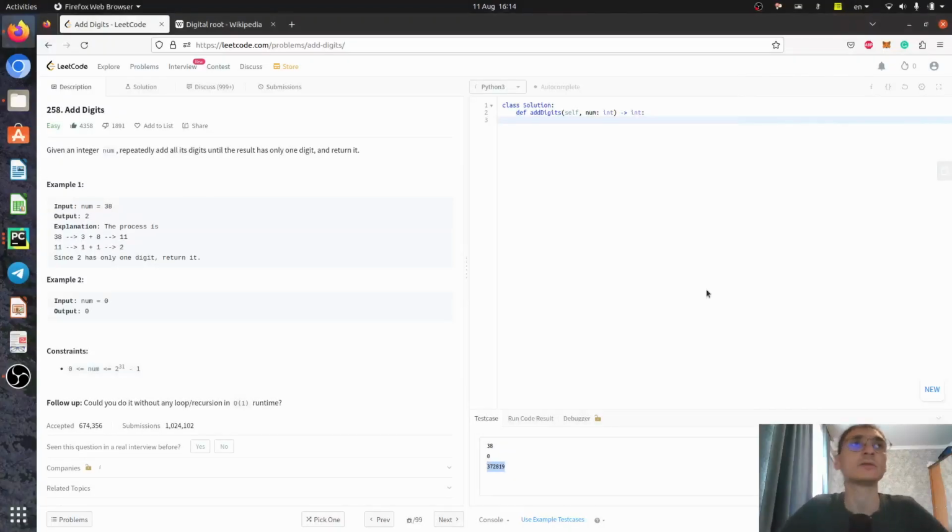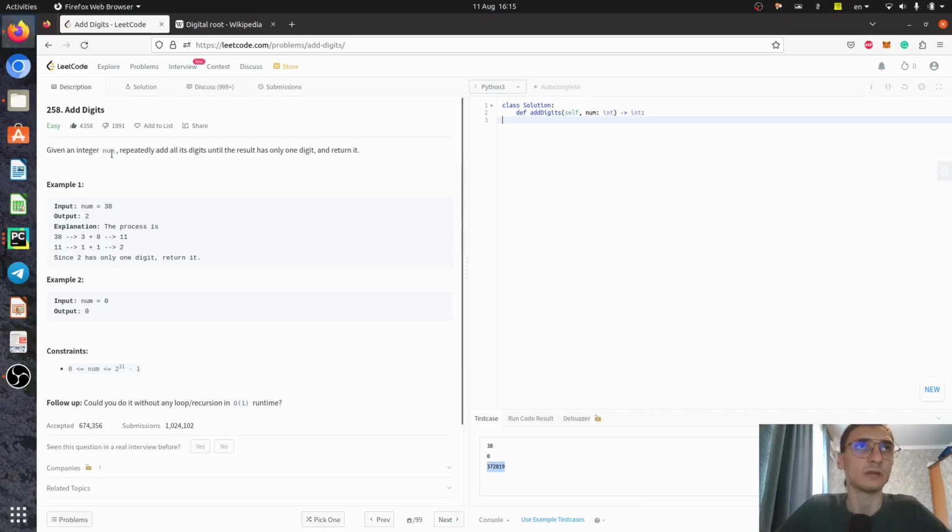Hi everyone, and today we're going to solve a digits LeetCode easy problem, and we are going to solve it using two different ways, iteratively and mathematically. So at the beginning, let's dive into the definition of the problem.